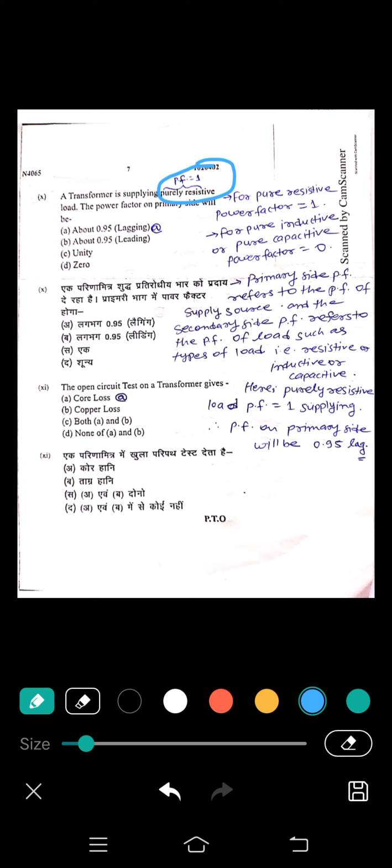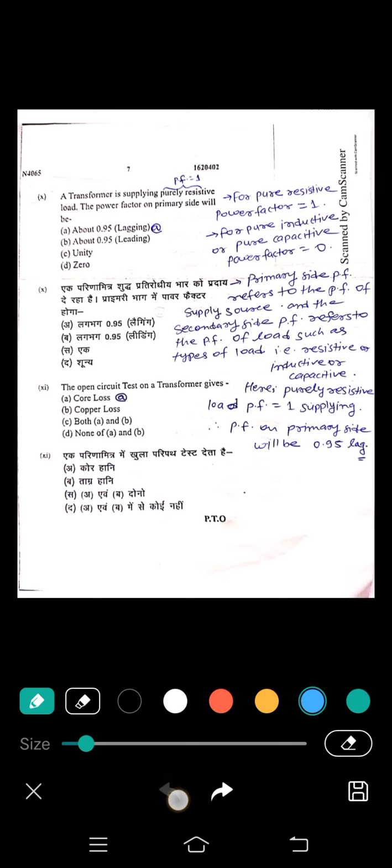If in this purely resistive condition the power factor is 1, and in another case the load is inductive or capacitive, the power factor is equal to 0. But in this question the power factor is 1 for supplying, that means the primary side. Here the primary winding power factor will be 0.95, almost 1. So the right answer for question 10 is option A.